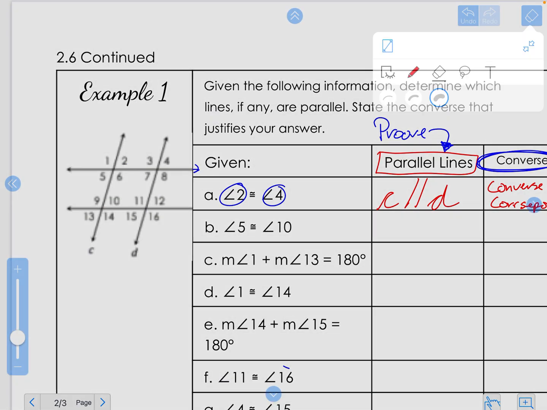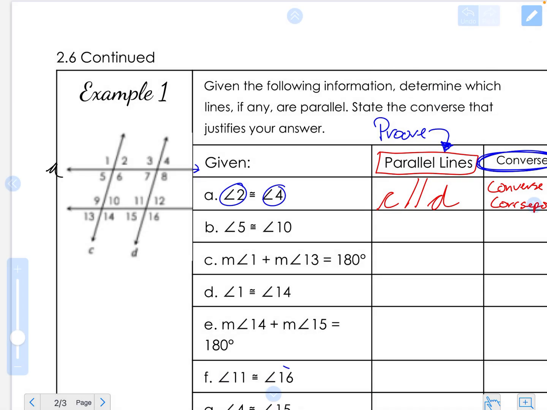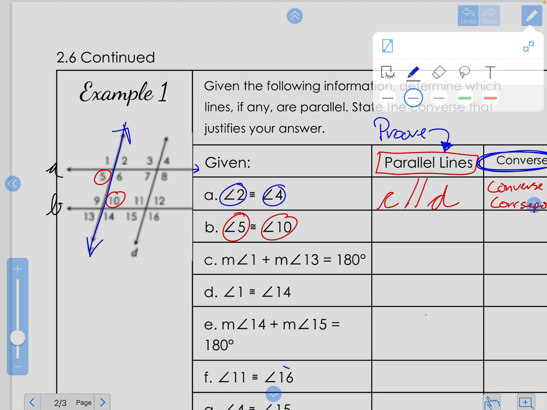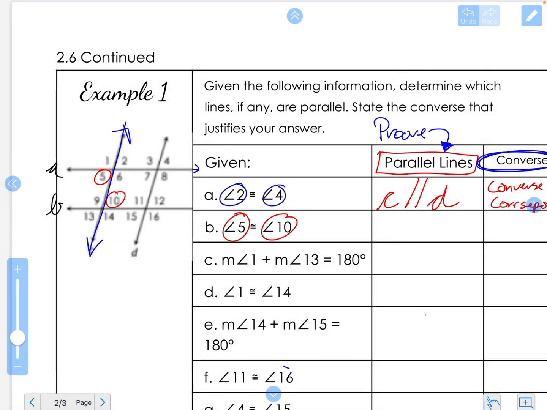All right. I'm going to have to rewrite this every time, or else it's going to become really hard to follow and understand. So now we're looking at angle 5 and angle 10. I'm looking at 5, I'm looking at 10. The line that 5 and 10 are both on is line C. So if they're both on line C, that means that we are looking at line A and line B to be parallel.